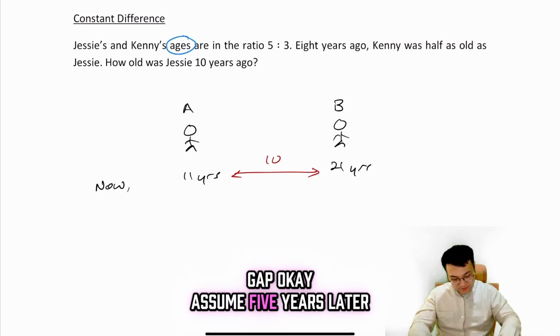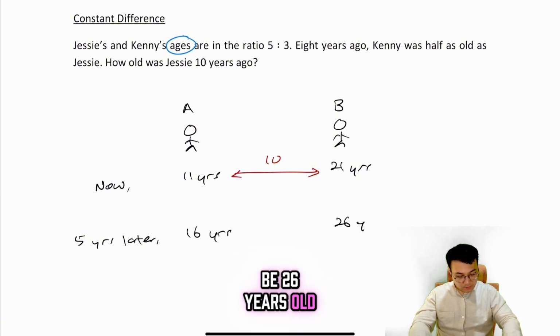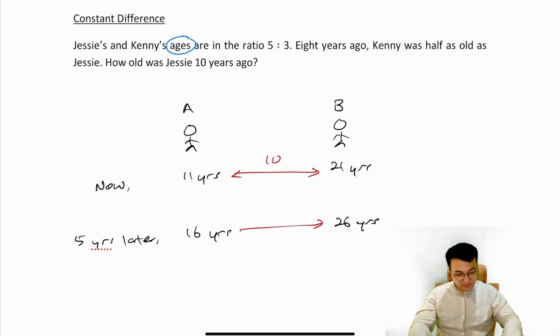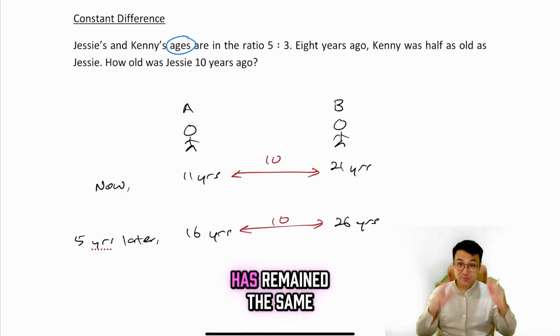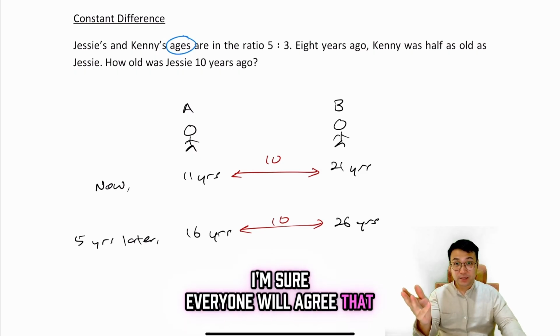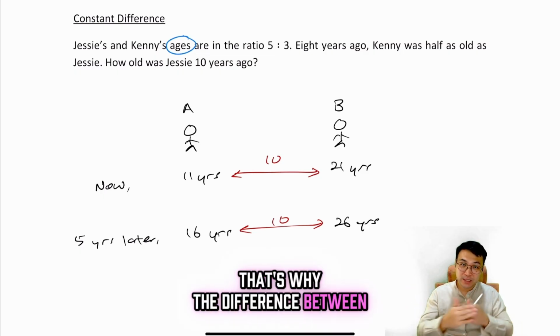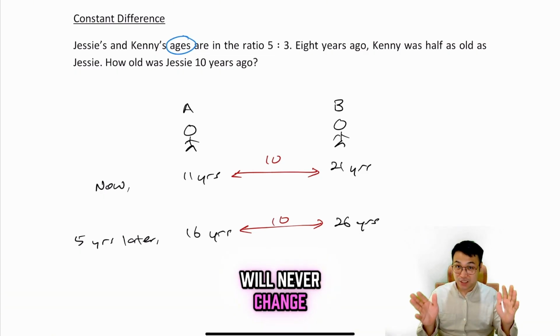Okay, assume 5 years later. Person A is going to be 16 years old and person B is going to be 26 years old. Guess what? The difference between their ages has remained the same. So, why does that happen? Well, I'm sure everyone will agree that we all grow older together every year. That's why the difference between our ages will never change.